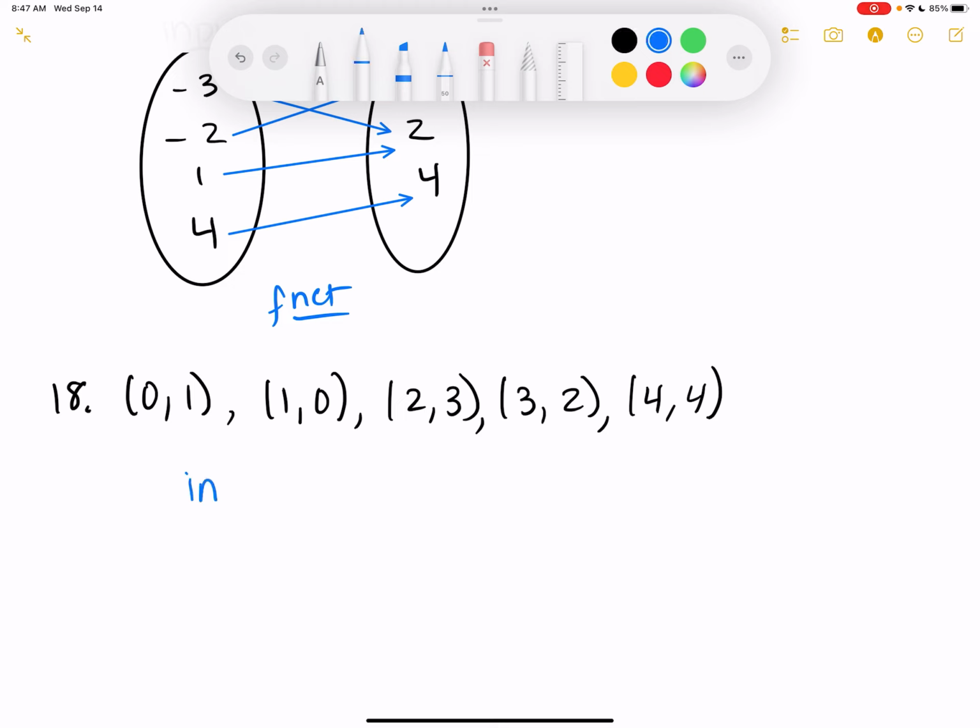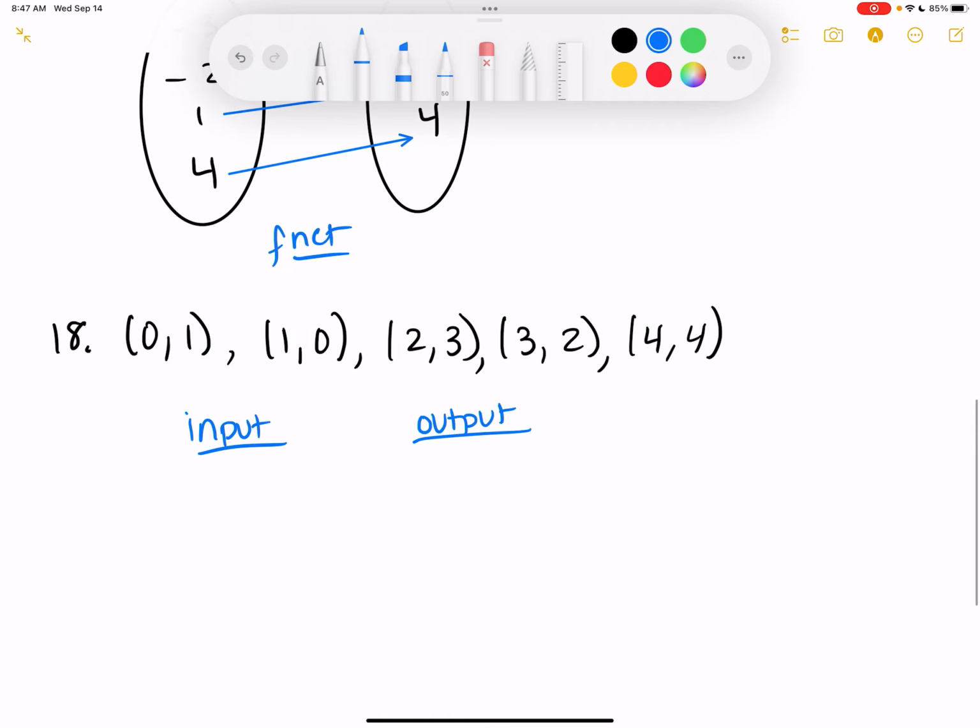So again, we have input and we have output. I'm going to have y'all tell me this time what's going in each column. What's going in my input column? Okay, so what are they? 0, 1, 2, 3, 4. And how about my output? 0, 1, 2, 3, 4.